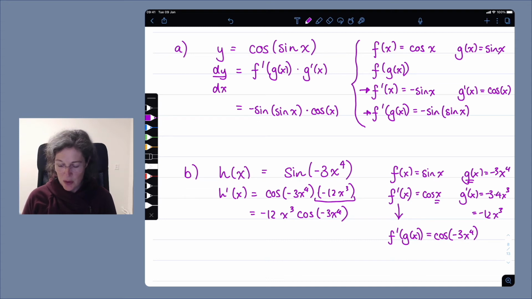Alrighty, so that would be something to practice. We will be using this a little bit, and we're going to need it next week. So please make sure you're feeling good about these rules.